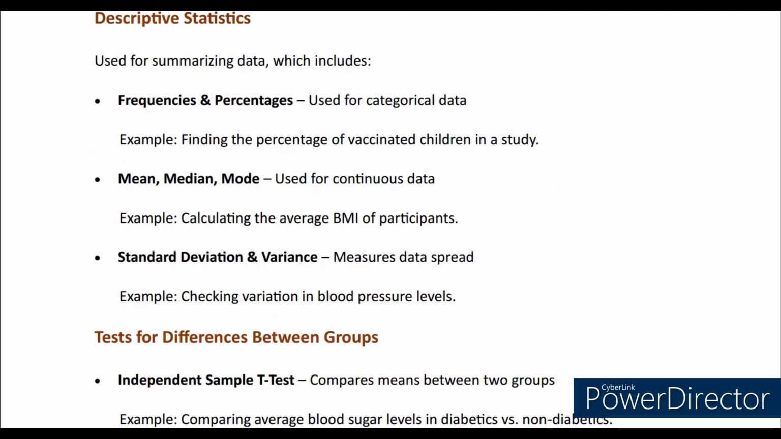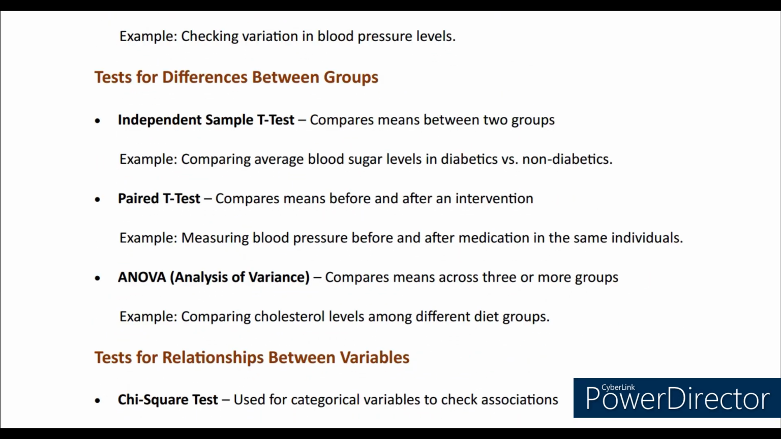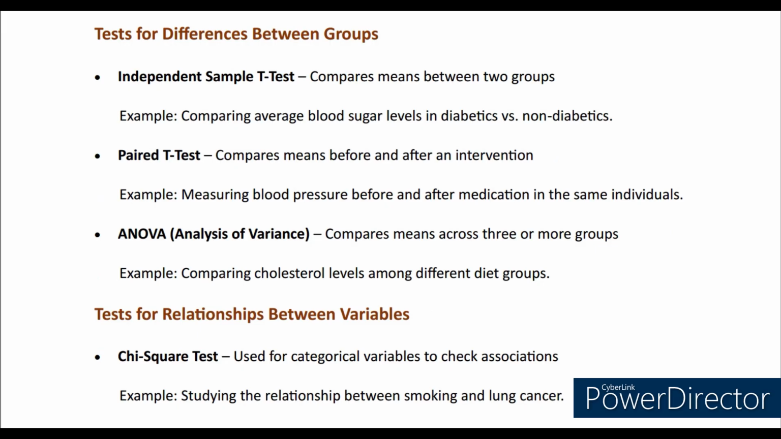And now coming to tests for difference between groups, we use independent sample t-test to compare means between two groups. And we use paired t-test to compare means before and after an intervention. So that is in the same individuals. And now coming to the third type, that is ANOVA, that is analysis of variance. It is used to compare means across 3 or more groups.